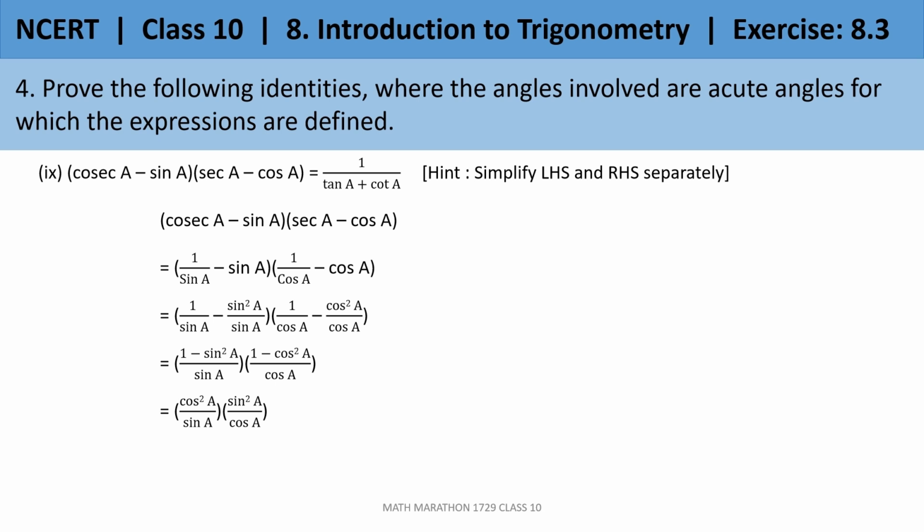In numerator and denominator, we have sin A and cos A. We can cancel out sin A and cos A, and it is equal to sin A cos A. So, left hand side is equal to sin A cos A. Now, let us check the right hand side. 1/(tan A + cot A) is equal to 1/(sin A/cos A + cos A/sin A).